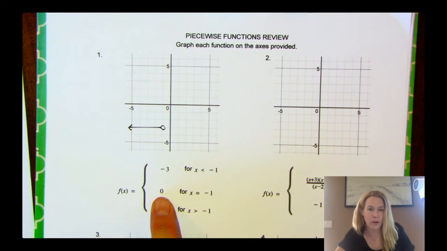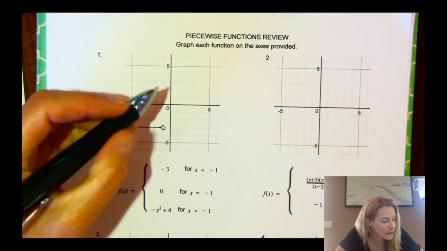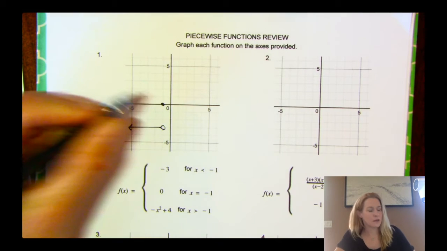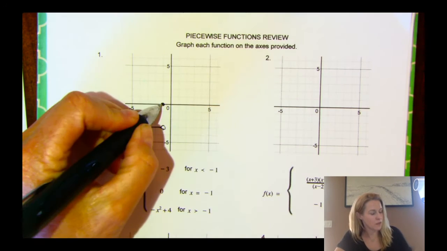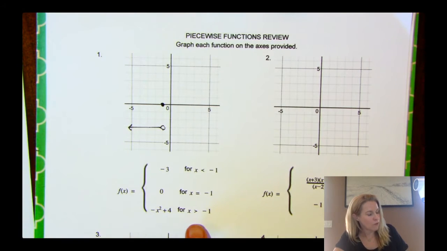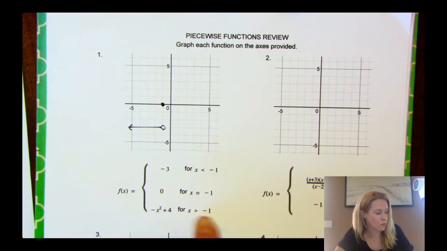Next, I have a point. So at -1, I have an output value of 0, and I'm going to make that nice and dark so I can see it there. And then finally, for x values greater than -1, we've got this -x squared plus 4. It's an upside down parabola.